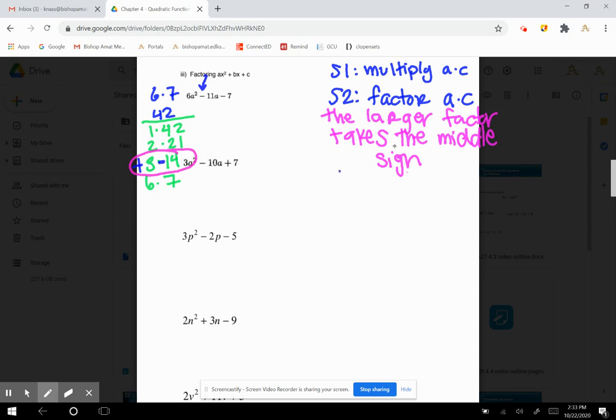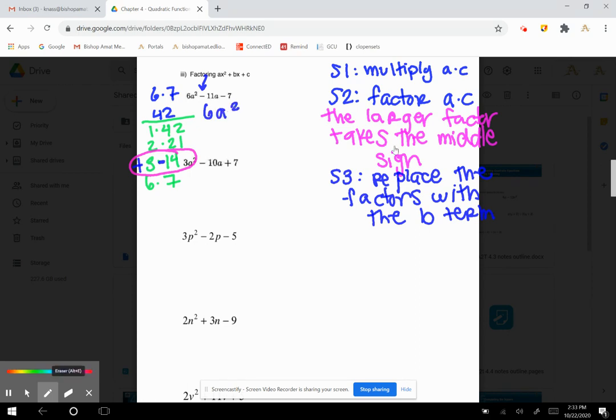Now that you have that, here goes step 3. You're going to replace the new factors with the b term. So I'm going to rewrite this. 6a squared. I'm going to replace those factors. So I'm going to have a minus 14a plus 13a minus 7.